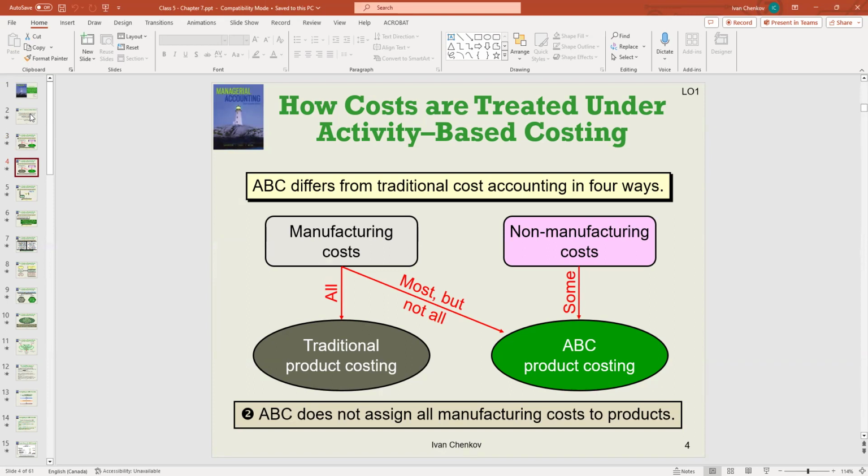The second difference is, in the traditional product costing system, we're allocating everything, which is manufacturing overhead. All the manufacturing cost, we're allocating using the traditional costing system. In activity-based costing, we're not allocating everything. We're allocating only the cost which is related to the product. So we can get most of the manufacturing cost, but we're also going to get some of the non-manufacturing cost as well.